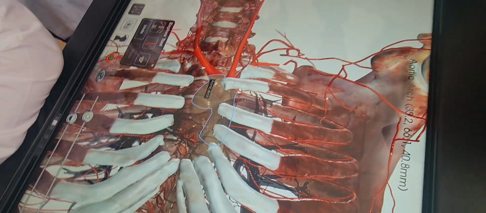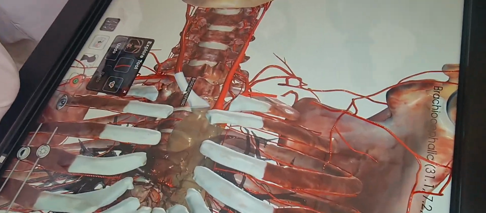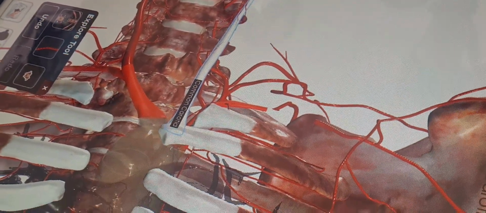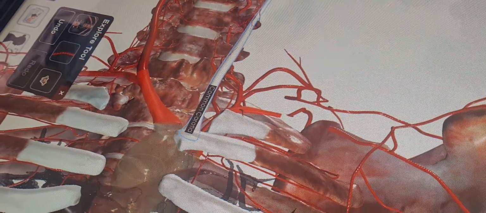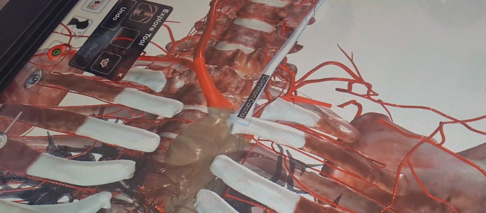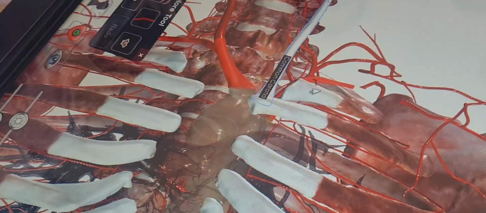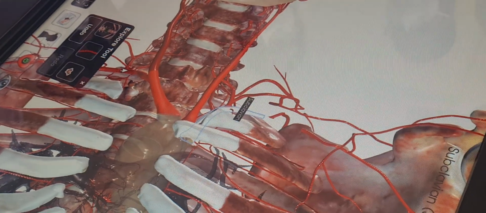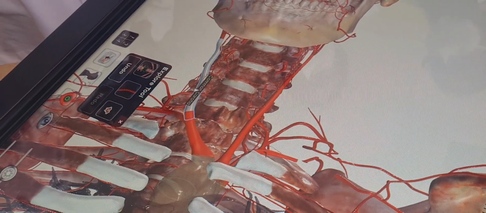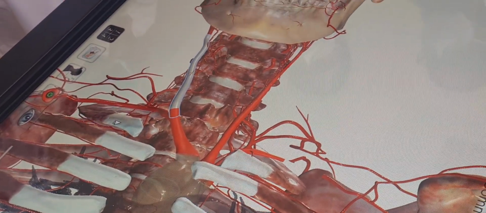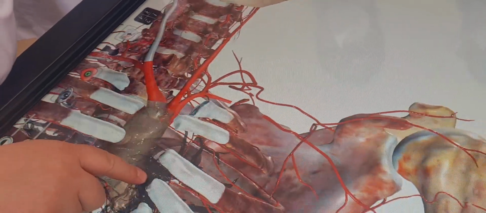That is why here brachiocephalic trunk, that is left common carotid artery, and here it is subclavian artery. On the left side, it is right subclavian artery and right common carotid artery. Okay. And now we speak about subclavian artery.